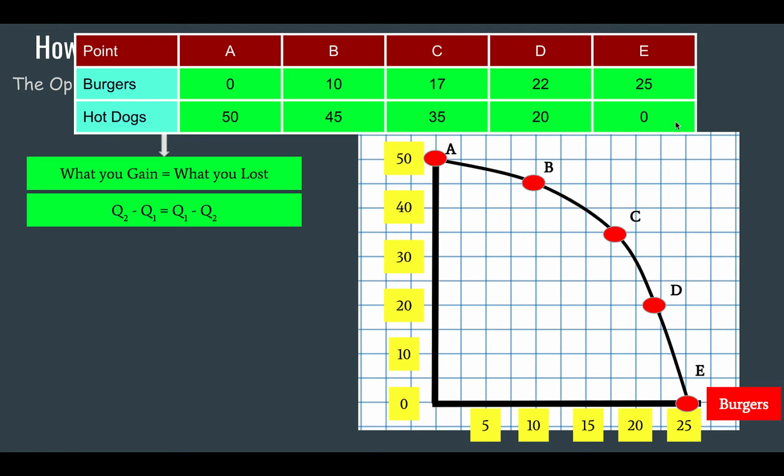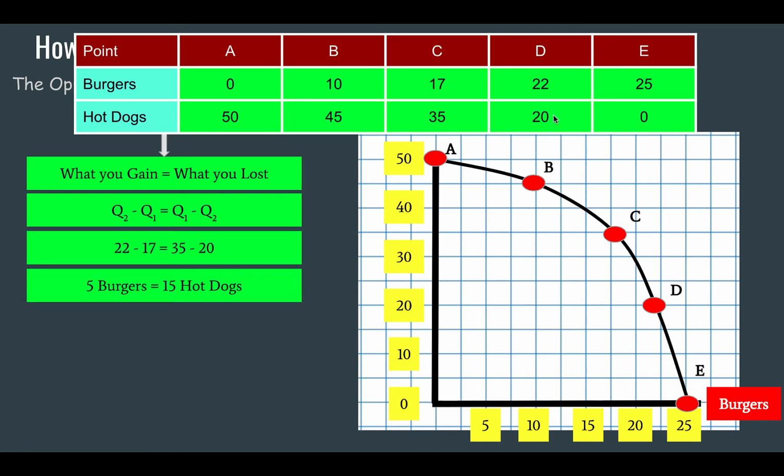Okay, so we are moving from C to D. Now what did we gain? Well, we went from 17 to 22, so that's 5 burgers. But what did we lose? Well, we went from 35 hot dogs to 20, so that's 15 hot dogs that we lost. So now we've got 5 burgers equals 15 hot dogs.